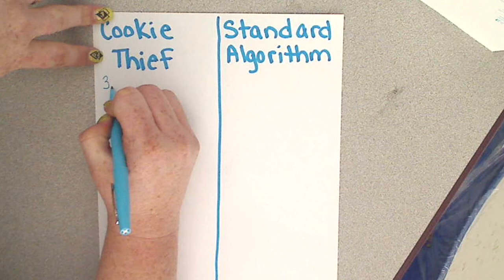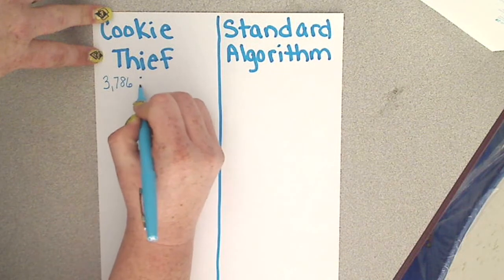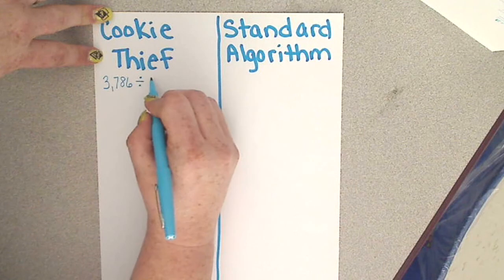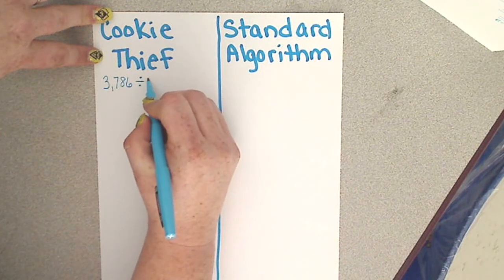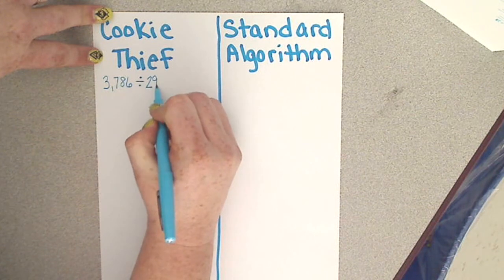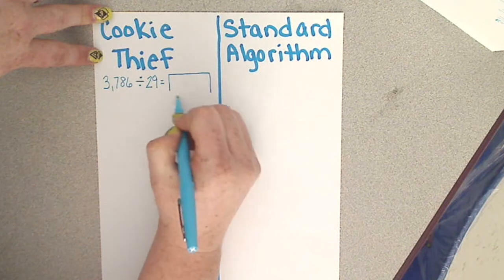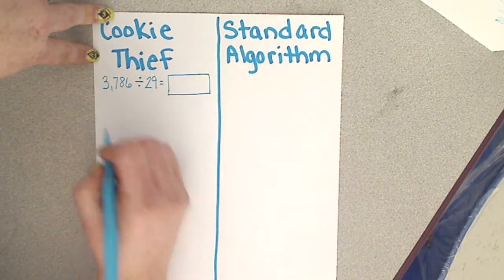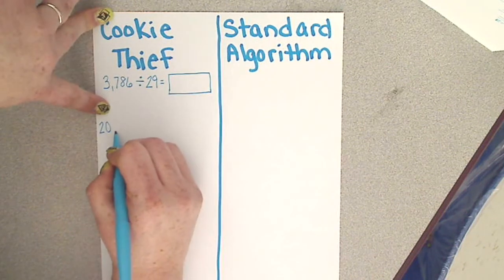In an apartment complex, there is 3,786 cookies. The mob boss one night tells one of his thieves that he needs to go to this apartment complex and he needs to steal cookies in sets of 29. And he is to come back with as many sets as possible. So the thief goes up to the apartment complex.